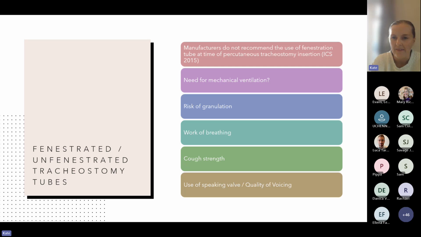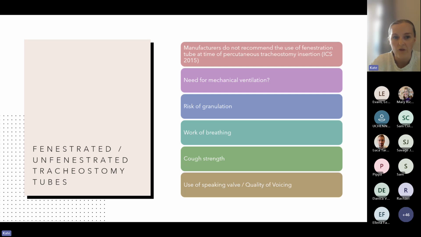There are also some papers out there which I've put in my references just because I like a good debate about fenestrated trachees, and there is some evidence that's demonstrated that fenestrated trachees actually can cause more complications. I think the percentage is 56% versus 16% for non-fenestrated trachees. So please have a look at the references. Sometimes they are quite a good read.